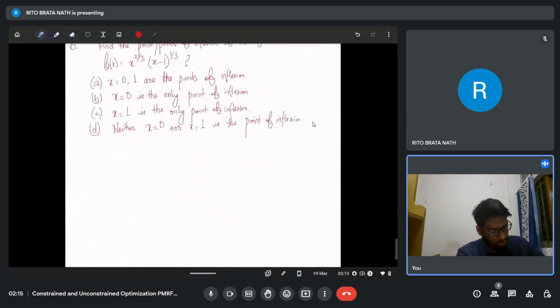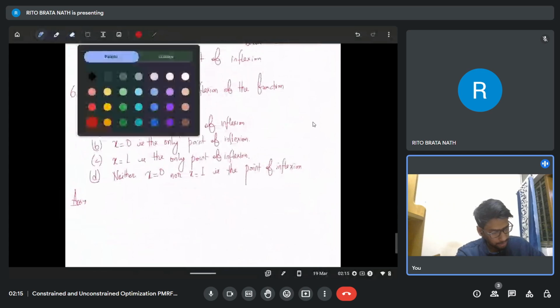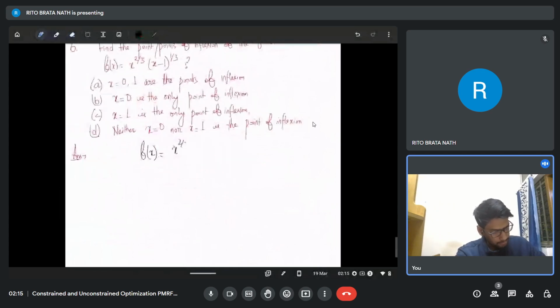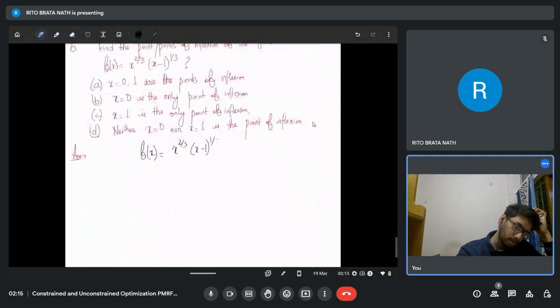Okay, so let me solve this problem now. f(x) is x to the power 2 by 3, (x minus 1) to the power 1 by 3. So again the issue occurs when you take, suppose, 0, then x equals 0, so what happens to the other term, right? Or when you take x equals to say 1, then there is something tricky as well.